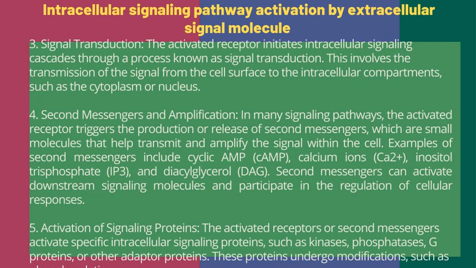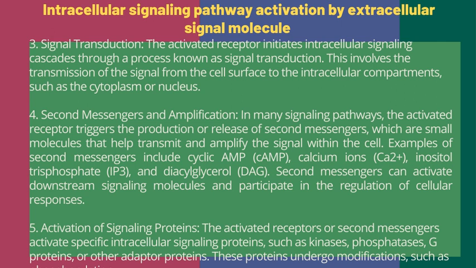Third, signal transduction. The activated receptor initiates intracellular signaling cascades through a process known as signal transduction. This involves the transmission of the signal from the cell surface to the intracellular compartments such as the cytoplasm or nucleus. Fourth, second messengers and amplification. In many signaling pathways, the activated receptor triggers the production or release of second messengers, which are small molecules that help transmit and amplify the signal within the cell. Examples of second messengers include cyclic AMP, cAMP, calcium ions, Ca2+, inositol trisphosphate, IP3, and diacylglycerol, DAG. Second messengers can activate downstream signaling molecules and participate in the regulation of cellular responses.